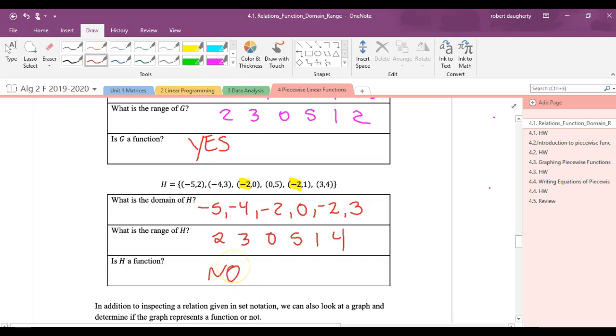So what your clue is, when I'm looking at this in set notation, I'm looking to see for repeated what values are going to be my clue this is not a function. Yeah, repeated x or domain values. So the minute I see a -2 occurring 2 times here, that tells me this is not a function. Right. You can have repeated range values. That's okay. It's when you have repeated domain values that you have a situation that is not a function.